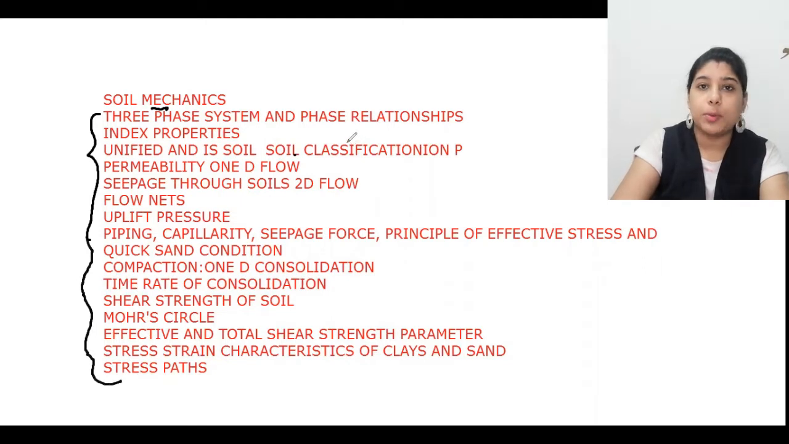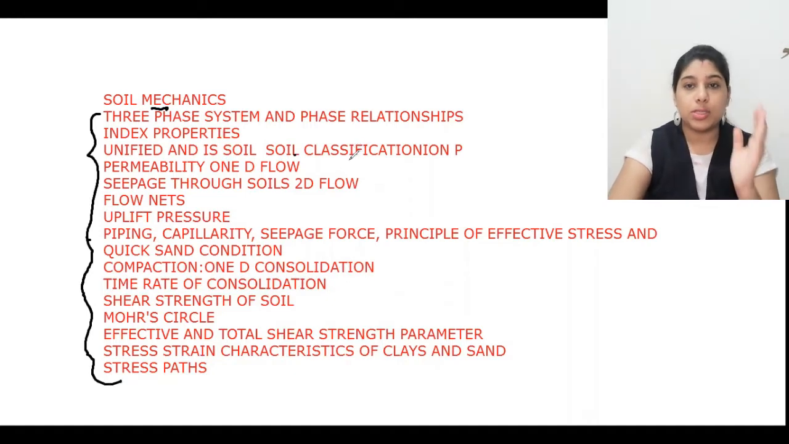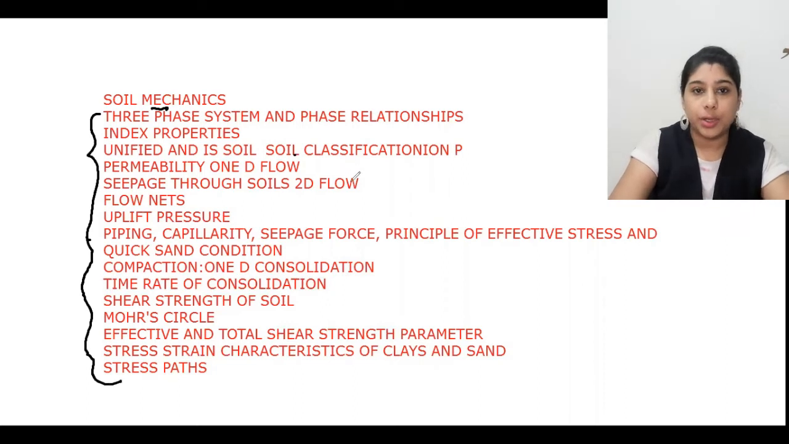Many portions have been removed from GATE 2021, and many new portions have been added, covering the various aspects of the geotechnical engineering topic. So let's start with soil mechanics. First we will study the three-phase system and the phase relationships.